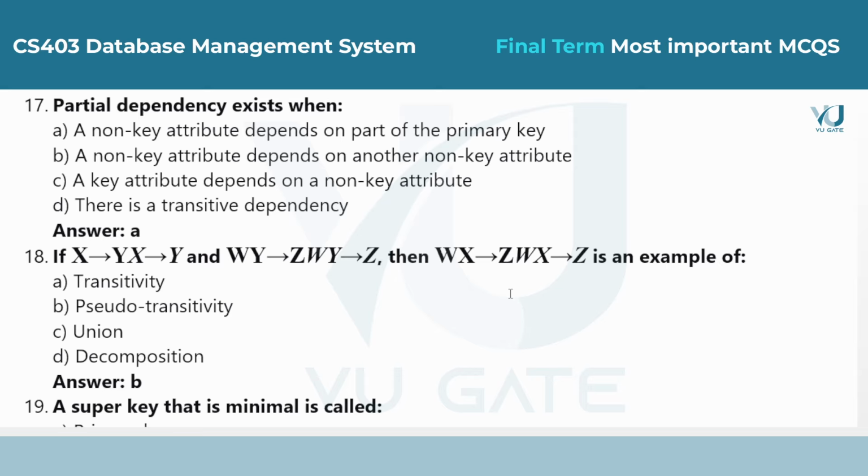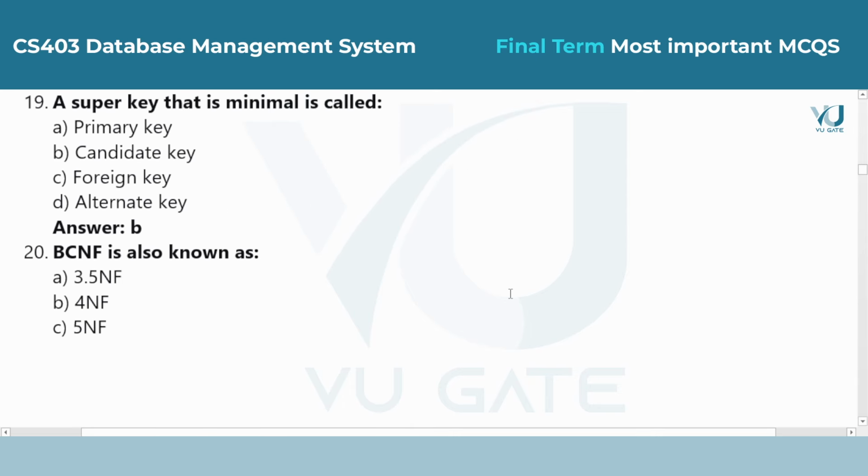Question 18. If X determines Y and WY determines Z, then WX determines Z is an example of. Answer is option B, pseudo-transitivity. This is a more complex rule where we combine parts of different dependencies to reach a conclusion about a third attribute.